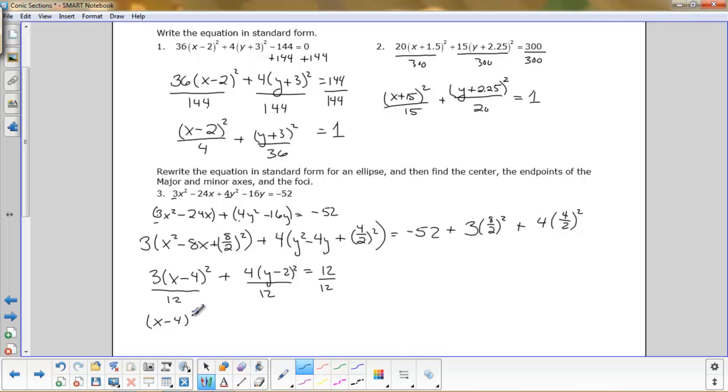x minus 4 squared over 4, plus y minus 2 squared over 3 equals 1. The next step is finding all of the critical values of this ellipse. I prefer to draw the ellipse on a coordinate grid system, so I encourage you to do that before moving on. But since we spent all of yesterday's notes doing that, I'm going to go ahead and just fill in the critical values as they are.